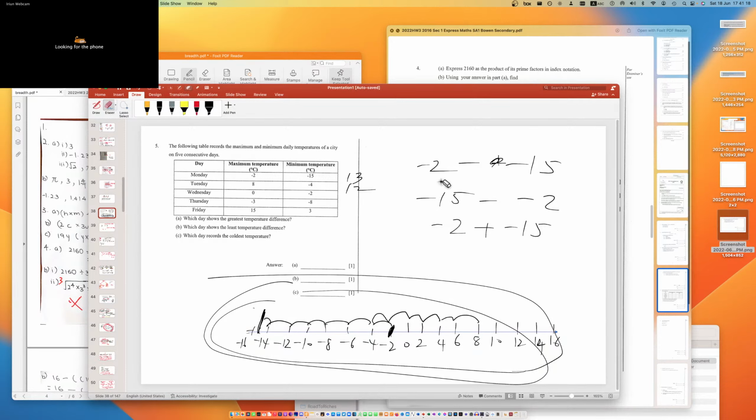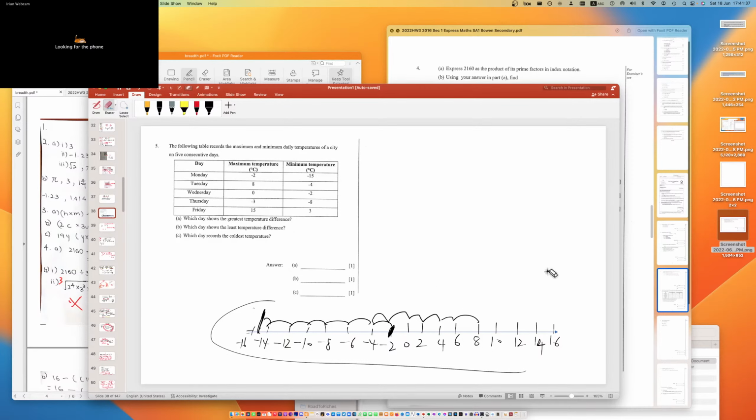So this question I don't want to talk about because it's too simple already. But I want to really emphasize, if you don't want to make that kind of silly mistake, whether it's plus, minus, or this minus that, or this plus that, use the number line. The difference is just count. Okay? For 5C, they ask for the coldest temperature.